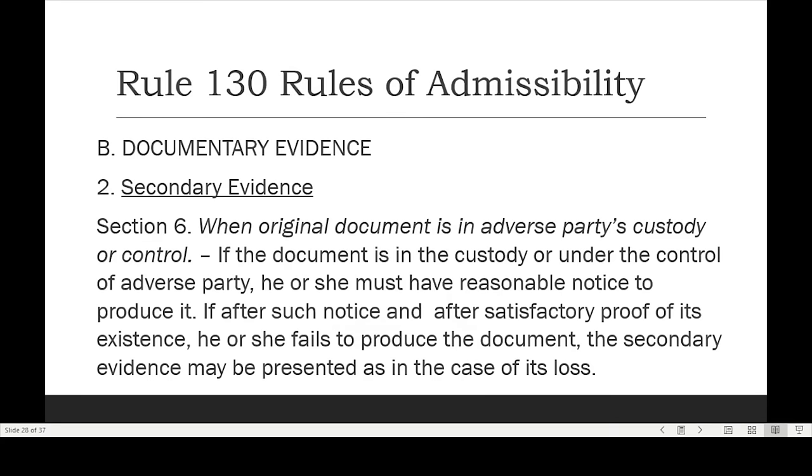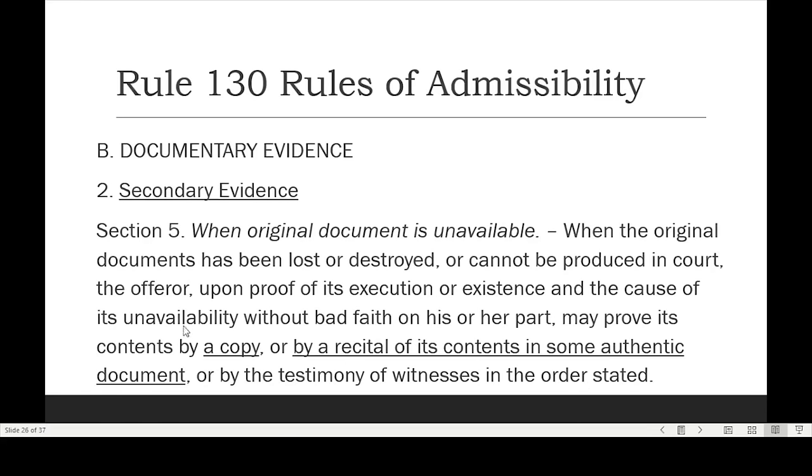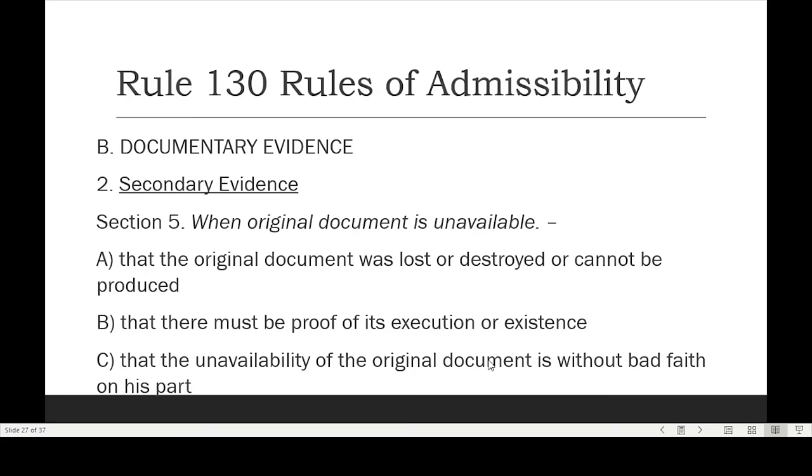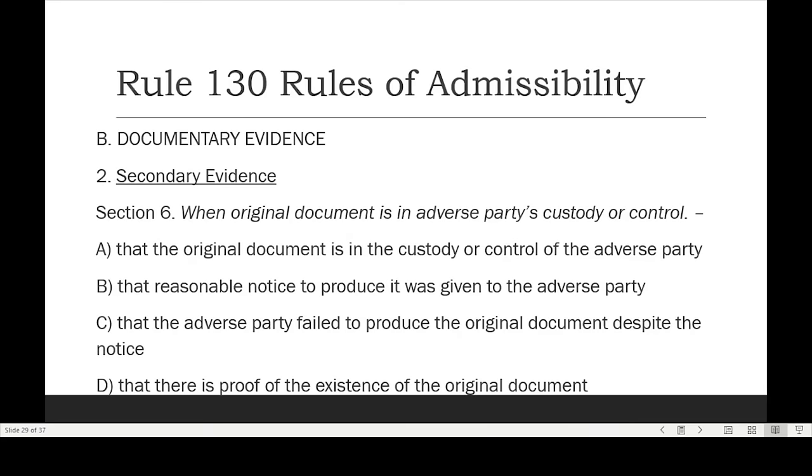Okay, but it says here, the secondary evidence may be presented as in the case of its loss. So it's the same under section 5. Okay, the secondary evidence may be a copy of the original, by a recital of its contents in some authentic document, or by the testimony of witnesses in the order stated. So, ganun pa rin sa section, pareha sa section 5. Okay?